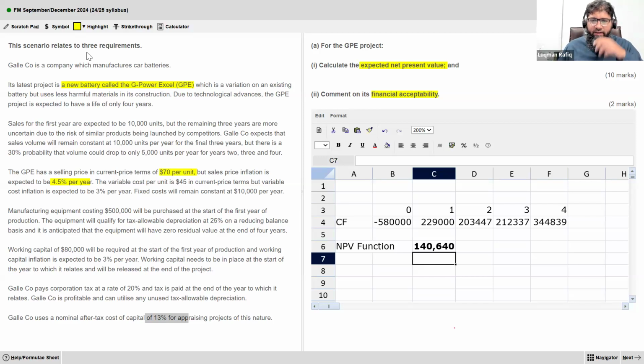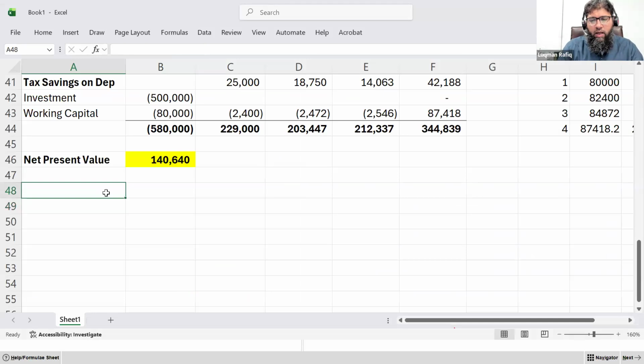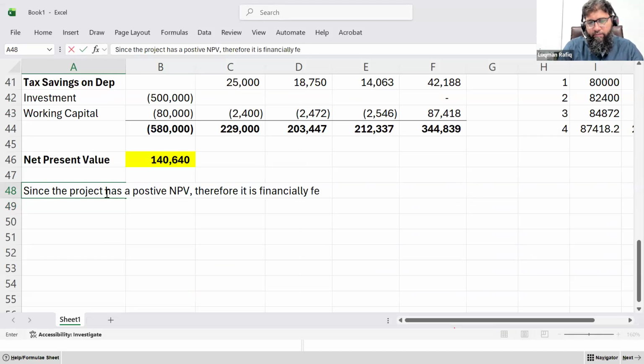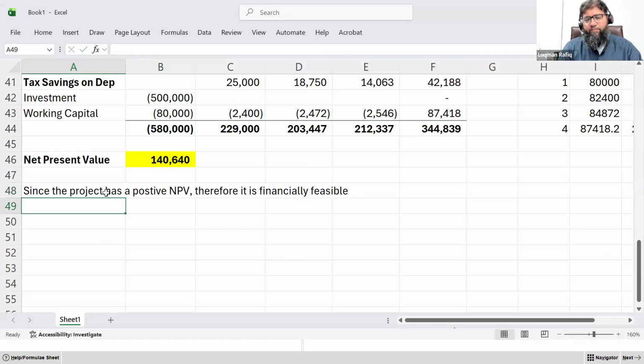Okay, great. So we had this expected net present value. Now it says comment on its financial acceptability. So what are we going to do? We're going to say that, okay, let's see. Since the project has a positive net present value, therefore it is financially feasible.